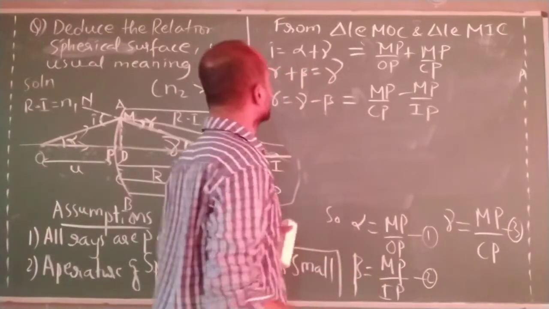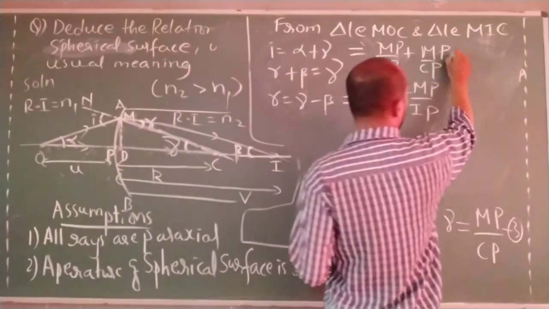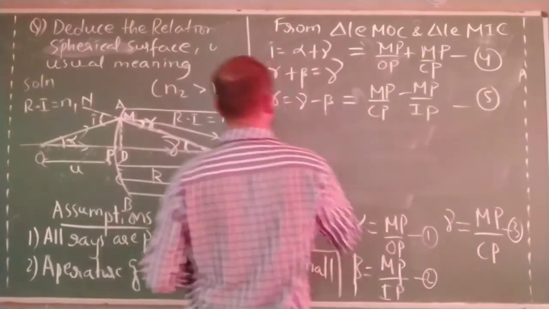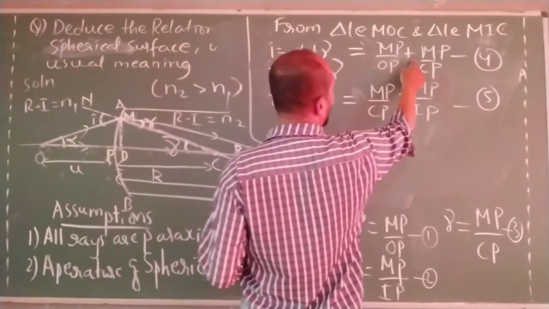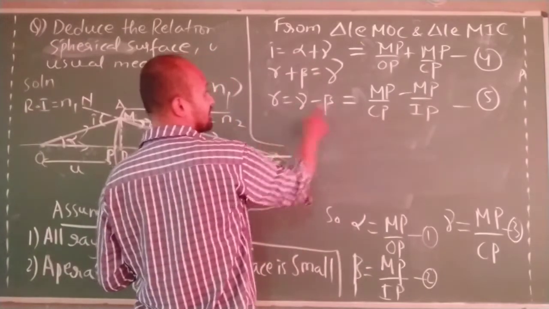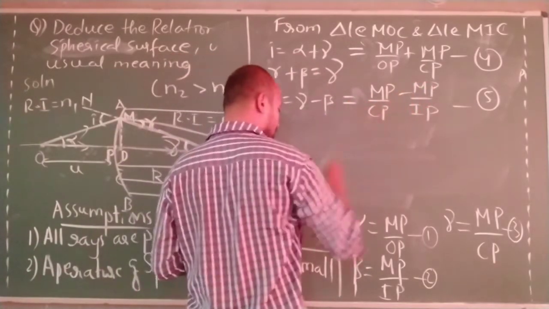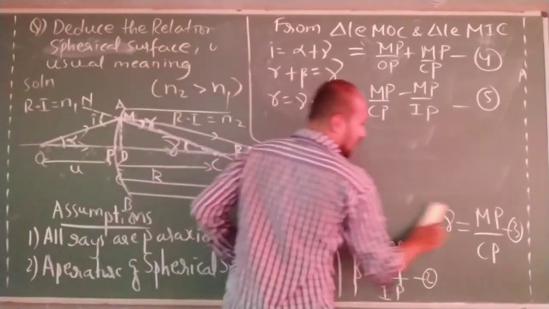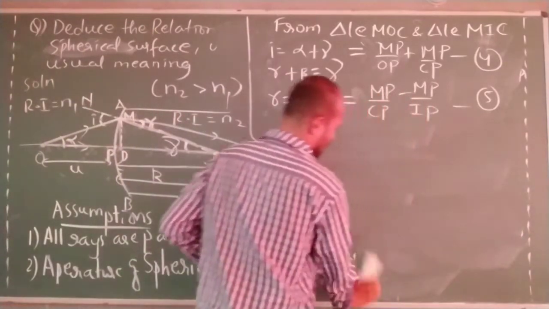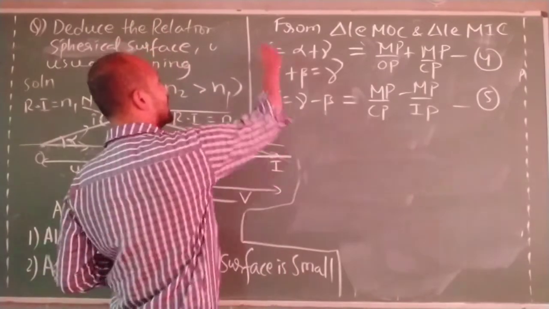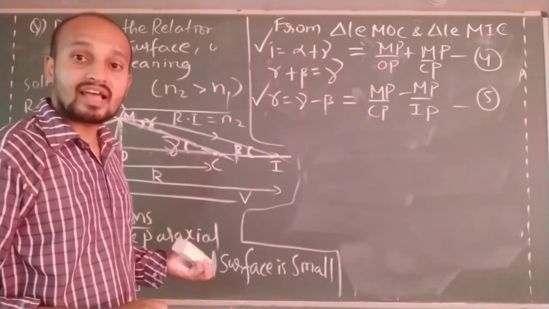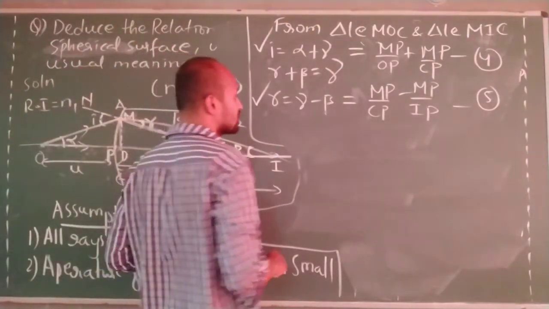If I take this as equation 4 and this as equation 5, I is equal to MP by OP plus MP by CP, and R is equal to MP by CP minus MP by IP. Are you getting that? Once I have the value of I and the value of R, I will use Snell's law.